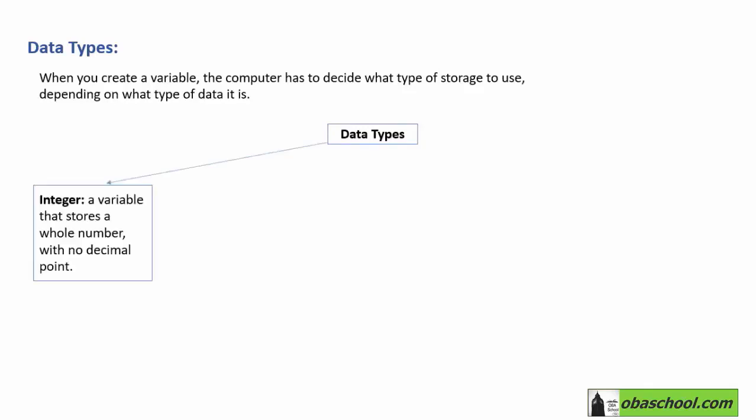Number 1, integer, a variable that stores a whole number with no decimal point. For example, 1521 is a whole number with no decimal points.